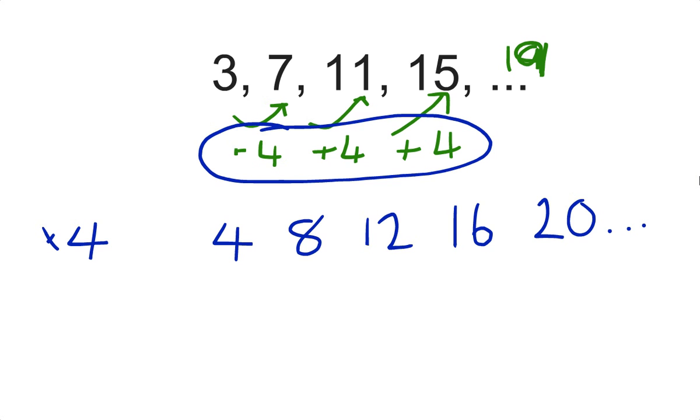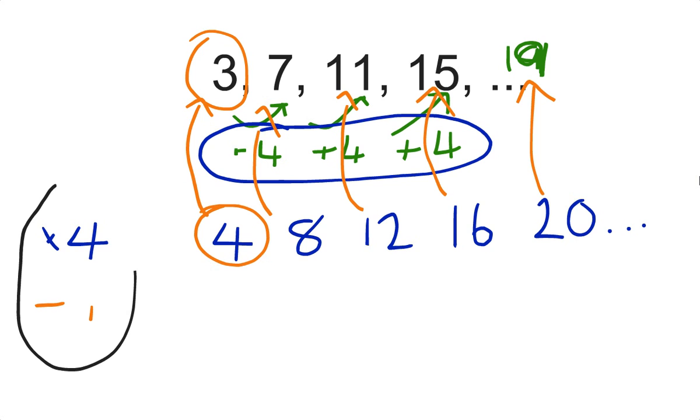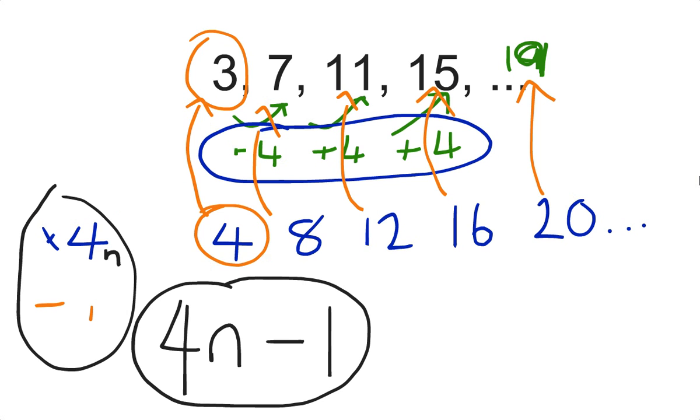Oh, well, have a look at this. What's the difference between these numbers? How do I get from this number 4 to the number 3? Well, I have to take away 1. And lo and behold, this is our nth term here. Our nth term, if you think of a number, any number, you have to times it by 4 and then subtract 1. And that is the nth term of this sequence.